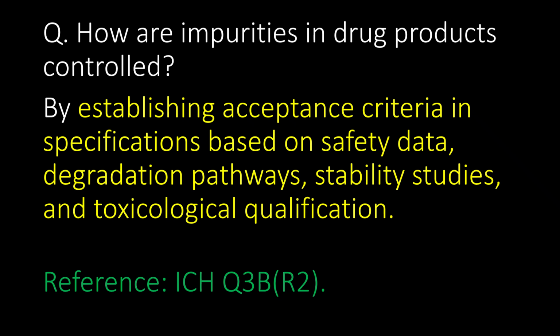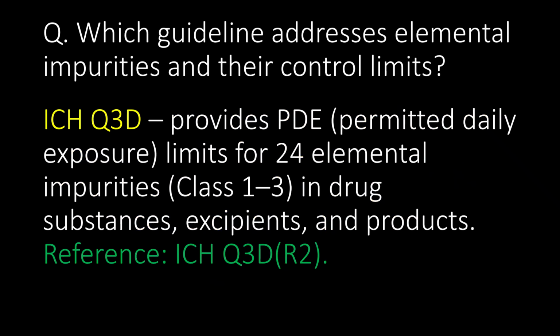How are impurities in drug products controlled? Impurities in drug products are controlled by establishing acceptance criteria in specifications based on safety data, degradation pathways, stability studies, and toxicological qualification. Reference ICH Q3B R2.